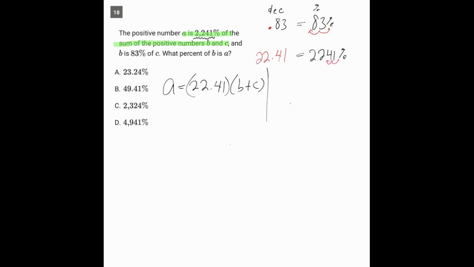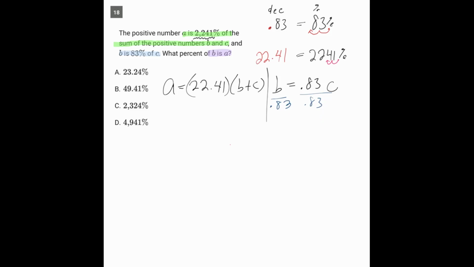Now we're also being told right here that B is 83% of C. Now we're being asked to relate B and A to one another. In other words, we need to get rid of C. And the easiest way to get rid of C is by solving for C and then plugging it back into the other equation. So let's divide by 0.83 on both sides.